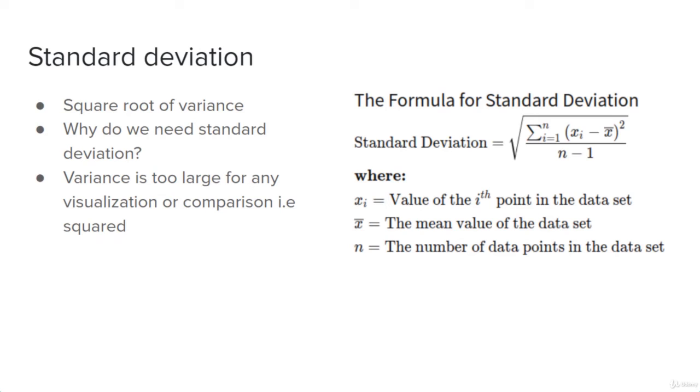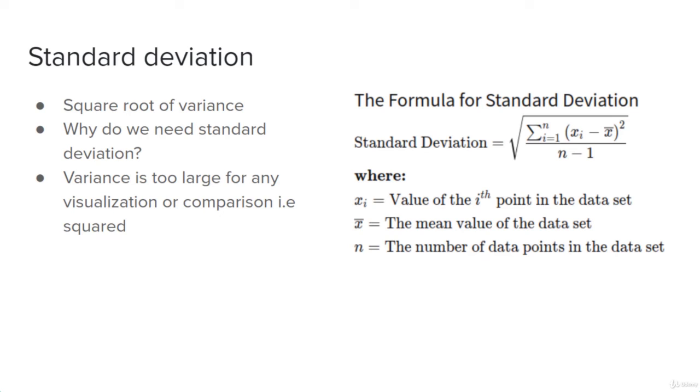Is it even important? For that, we need to understand that variance is often too large for visualization or comparison because of the squared value. We're squaring the subtraction between the values and their means, and we are also dividing it by n minus 1, which adds to the increased value of the variance. It becomes difficult to visualize it and to compare it with other values as well. We needed a different metric for that.